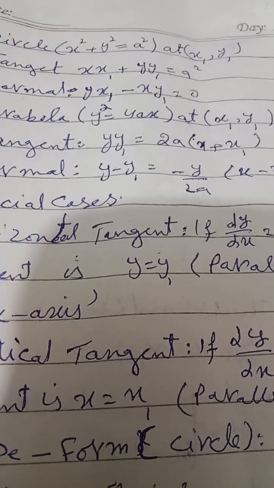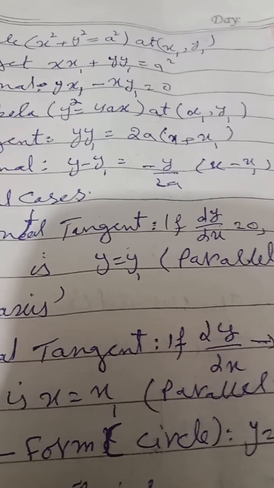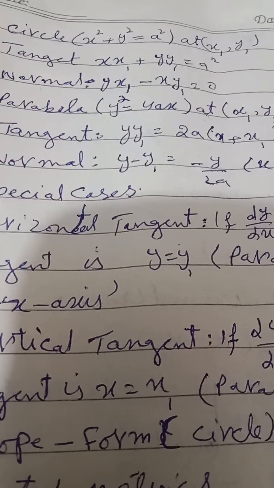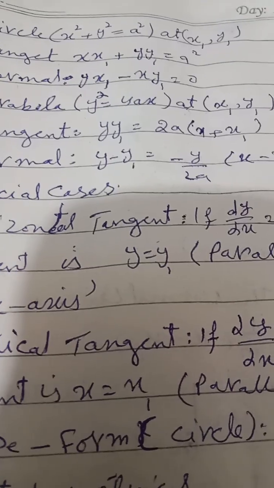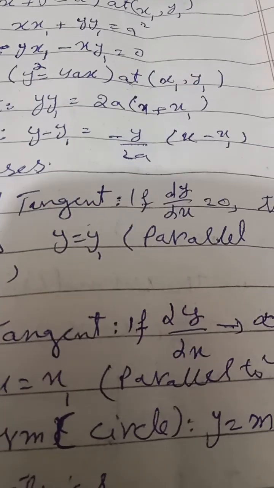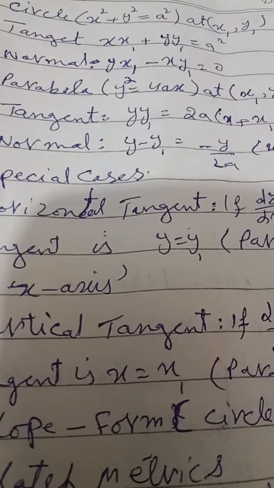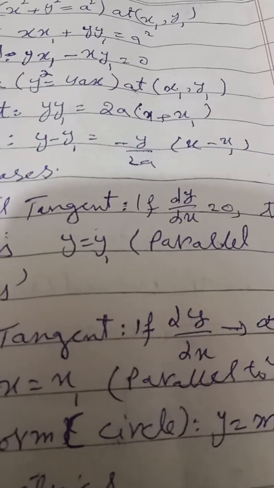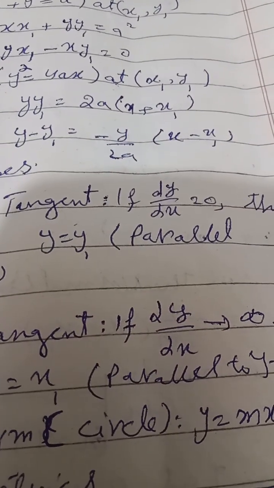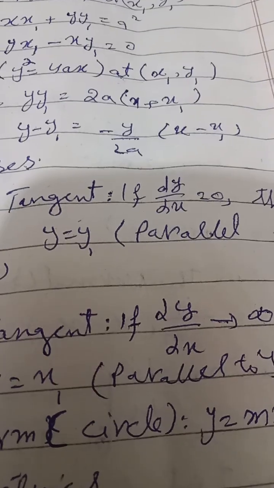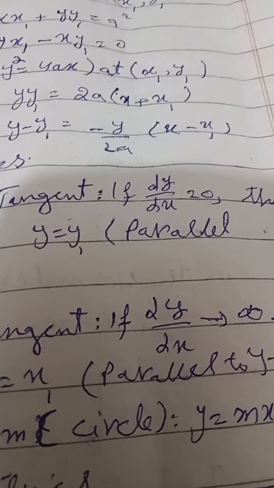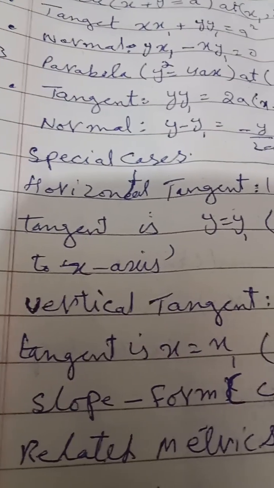Parabola: y square is equal to 4ax. At x1, y1, the tangent equation is y into y1 is equal to 2a into x plus x1, and the normal is y minus y1 is equal to minus y1 upon 2a into x minus x1.